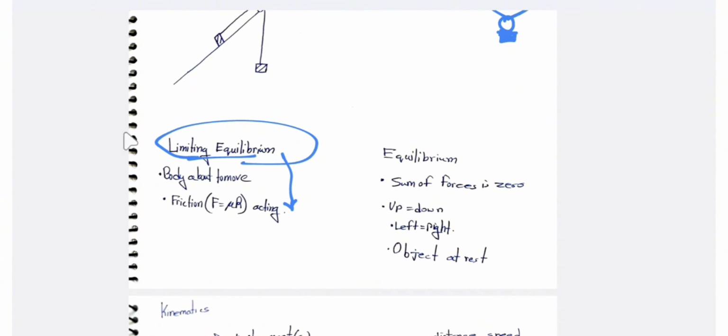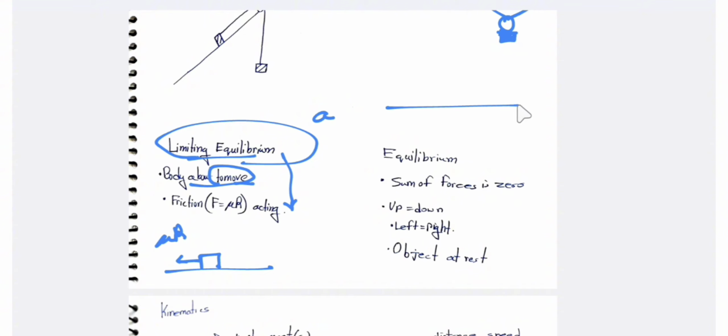So at limiting equilibrium, the body is about to move. Let's suppose this is the object and it is about to move. And since it is about to move, then friction is acting, that is mu R. So the frictional force is mu R.